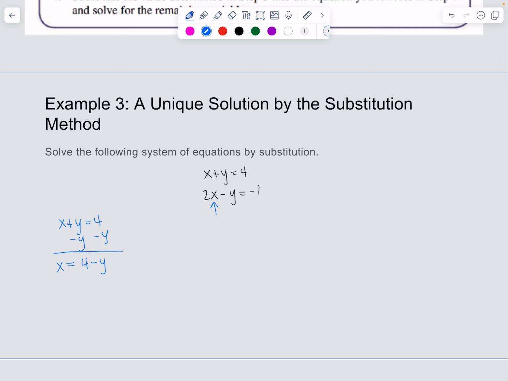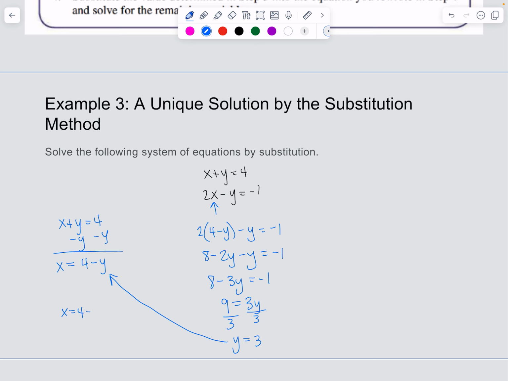Now what I can do is plug that in to the x. So 2x is 4 minus y, minus y equals -1. Distribute. 8 minus 2y minus y equals -1. Combine like terms. 8 minus 3y equals -1. And then we'll have 9 equals 3y. We divide, so y will equal 3. Beautiful. Now we'll take that and plug it back in to what we had. That way we know what x is and y. So we'll do x equals 4 minus, we found out y is 3. 4 minus 3 is -1. So we have -1, 3.